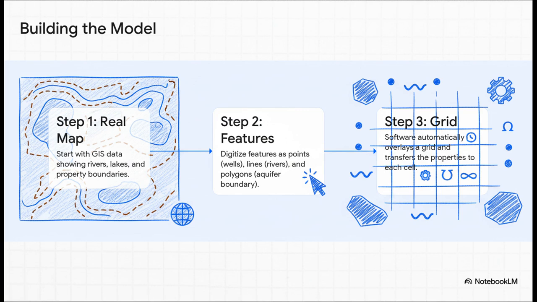The whole process is actually a pretty logical flow. First, you start with real GIS data, a map. Then you digitize those physical things you see on the map. So a well becomes a point, a river becomes a line, and the whole aquifer boundary becomes a polygon. And then the software just works its magic, laying a grid over the top of all that and translating all that real-world information into its numerical language.